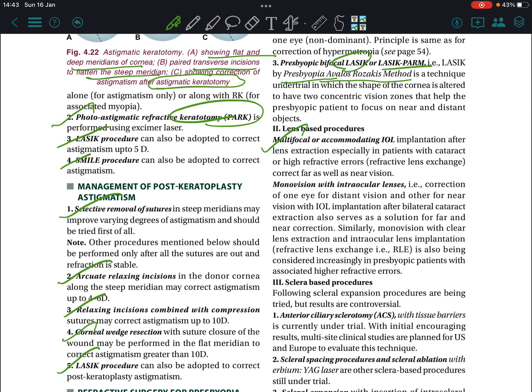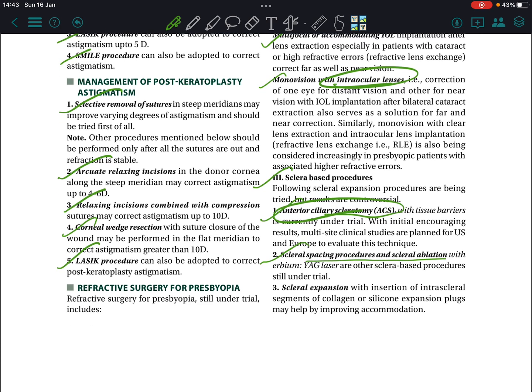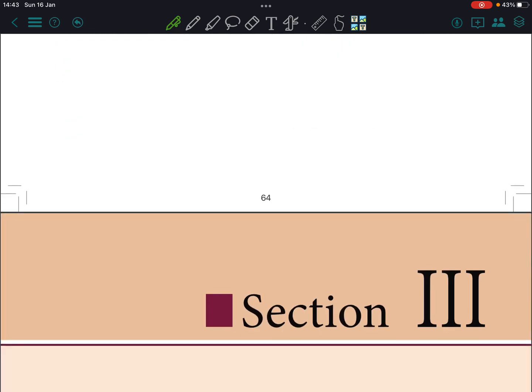lens-based procedures: multifocal or accommodating IOL, monovision with intraocular lenses. Sclera-based procedures: anterior ciliary sclerotomy, scleral spacing procedure and scleral ablation, YAG laser or other scleral-based procedures still under trial, scleral expansion, etc.